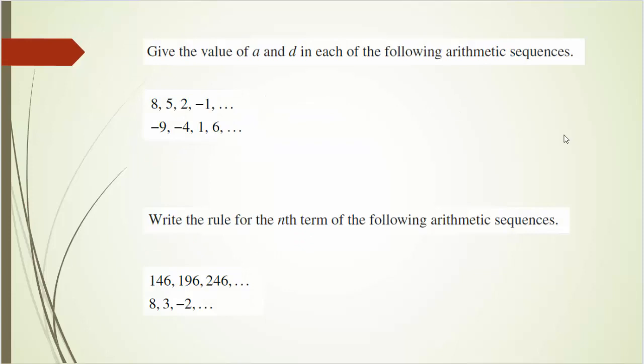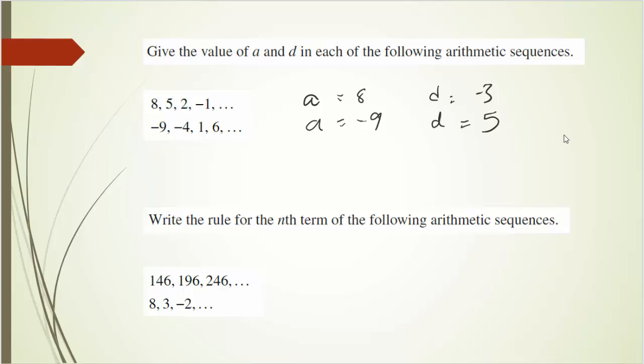So we've got a couple of sequences at the top here: 8, 5, 2, negative 1. Now I hope that you can see that a is 8, and d is going down, so d is minus 3. What about the next one? First term is negative 9, and are they going up or going down? Negative 9, negative 4, 1, 6. Always check all numbers in the given sequence, because it could not be arithmetic if the differences are not all the same. But this time the difference is 5, definitely.